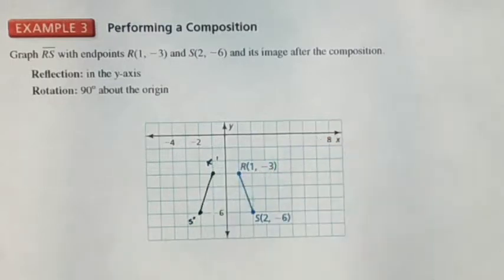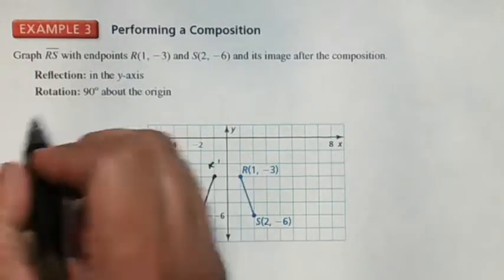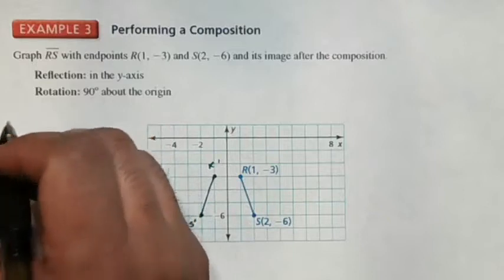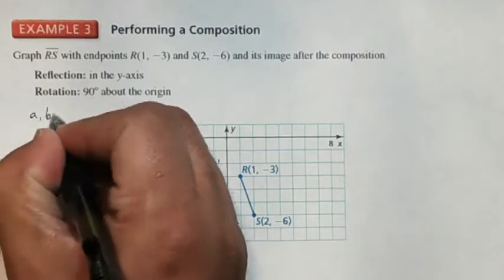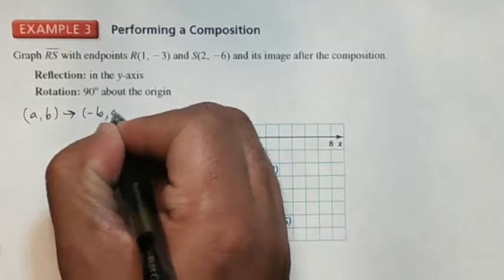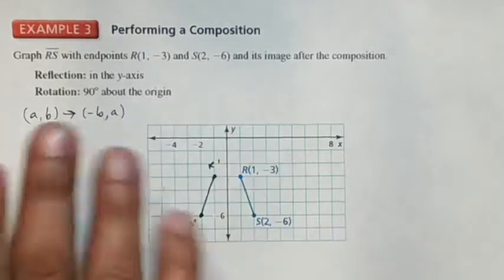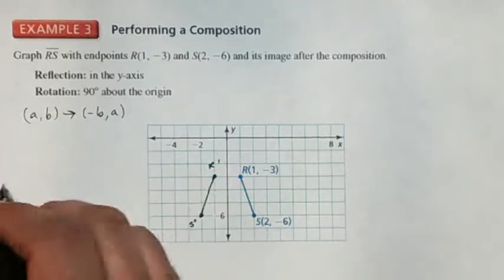S prime is going to be here. So there's my reflection, and now I want to rotate it 90 degrees about the origin. That means I'm using my rules of rotations. I'm going 90 degrees about the origin. So that means I'm going to map my two coordinates. My AB is going to become negative BA.